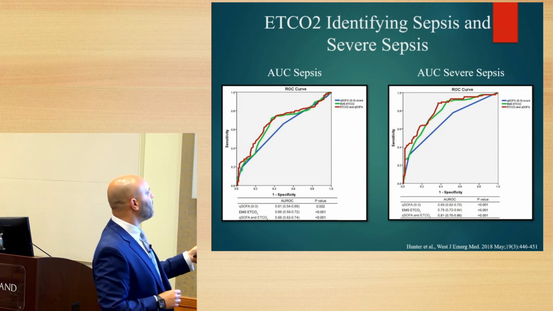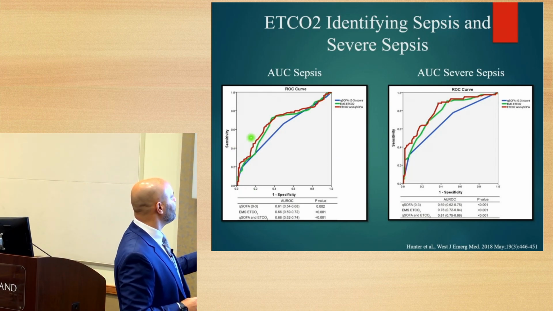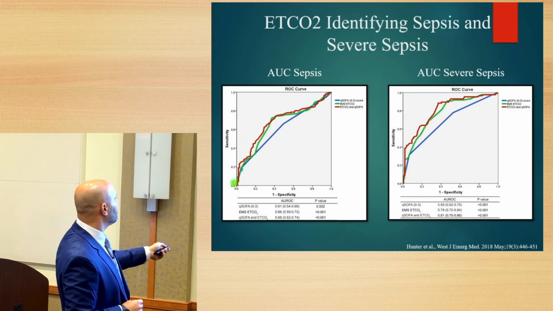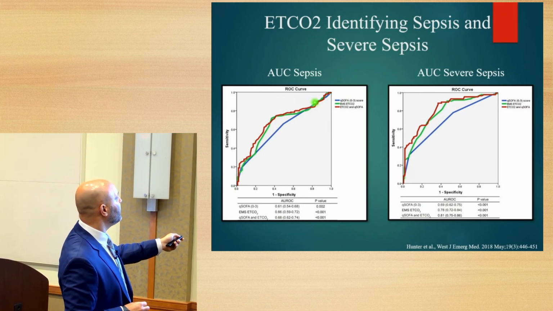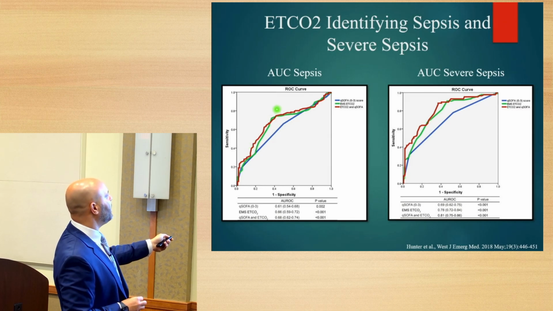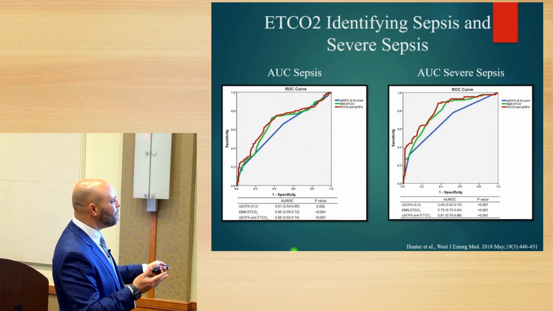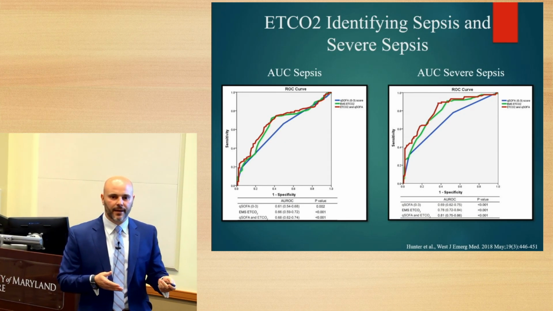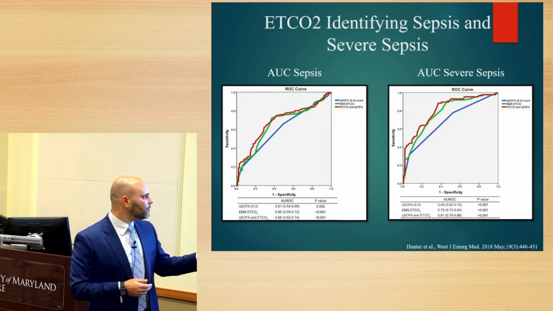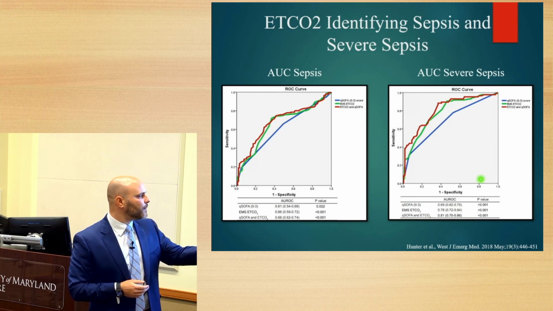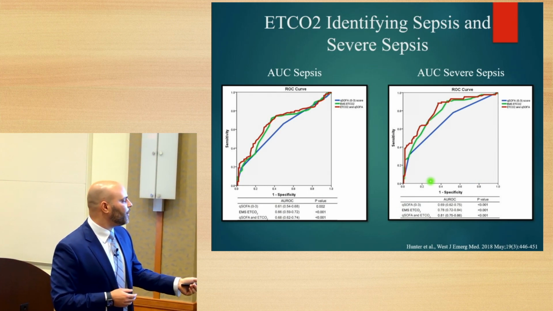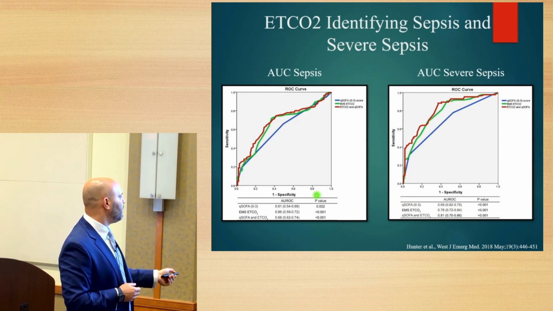And these are some receiver operating curves as well. As you can see here, end tidal CO2 is the green, right? So it's outperforming qSOFA. And then the red is end tidal CO2 and qSOFA combined. So you get minimal improvements when you combine qSOFA and end tidal, but end tidal by itself outperforms qSOFA by itself. This is for sepsis, and this is for severe sepsis, right? With an area under the curve of 0.78, and then 0.66.